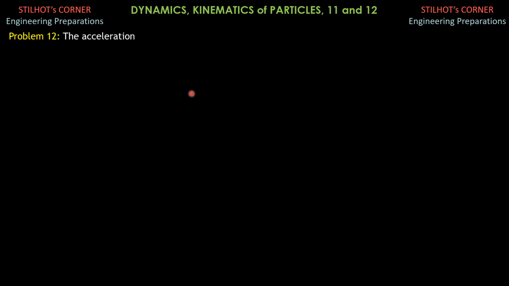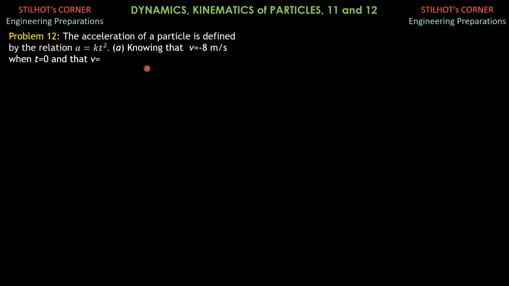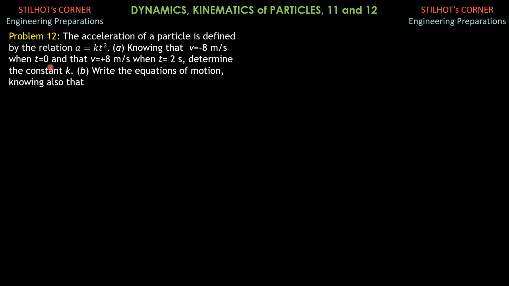So for problem 12, the acceleration of a particle is defined by the relation a equals kt squared, which is the same as in problem 11. So part A, knowing that the velocity is negative 8 meters per second when the time t is 0, and v is positive 8 meters per second when the time is 2 seconds, determine the constant k. Then B, write the equations of motion, knowing also that x is 0 when time is 2 seconds.